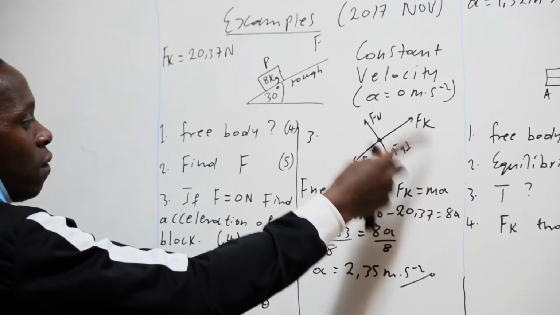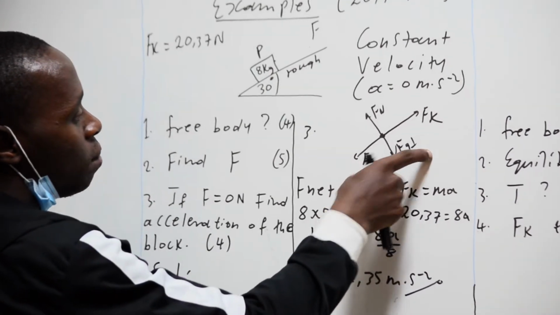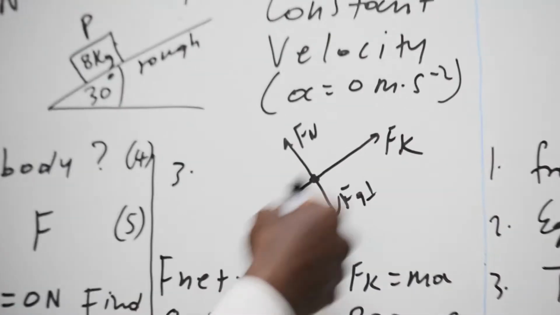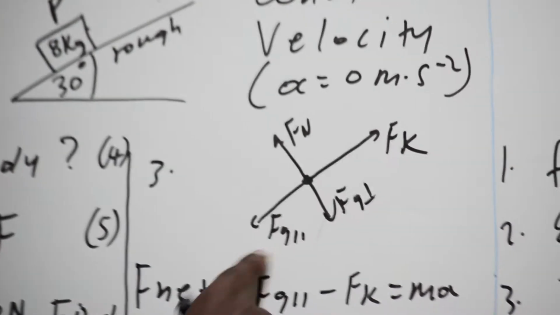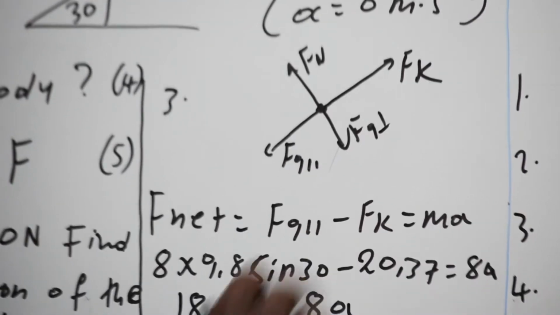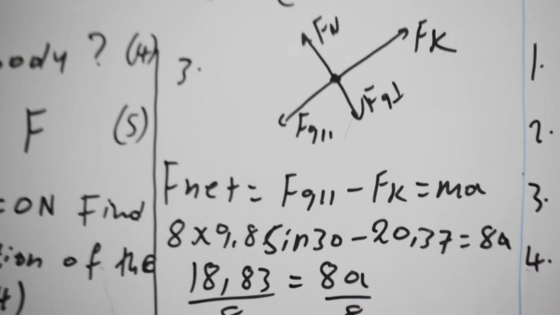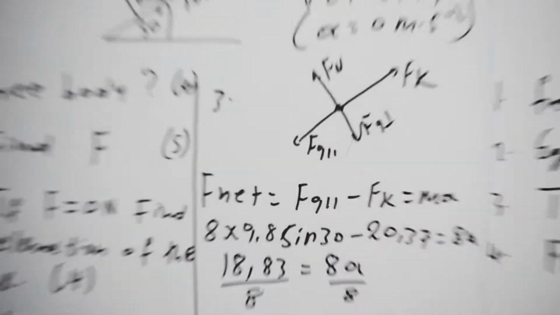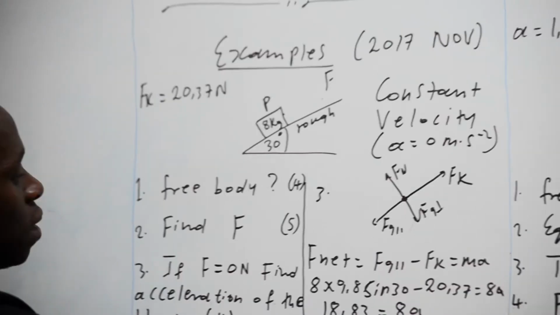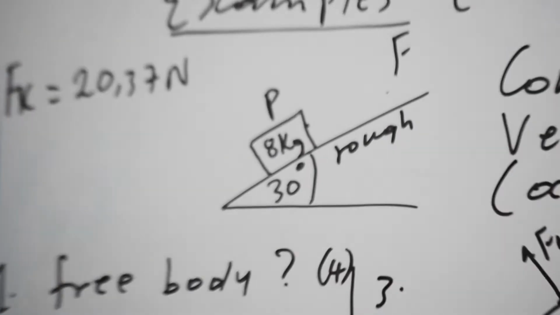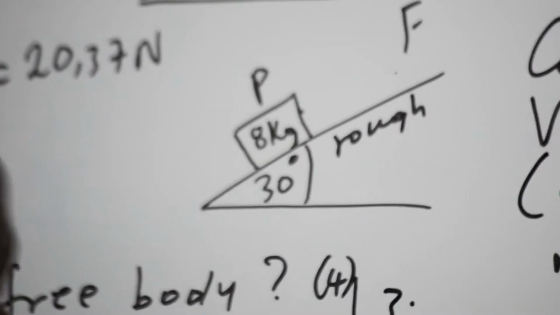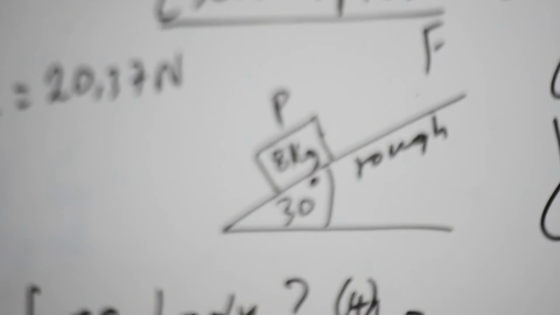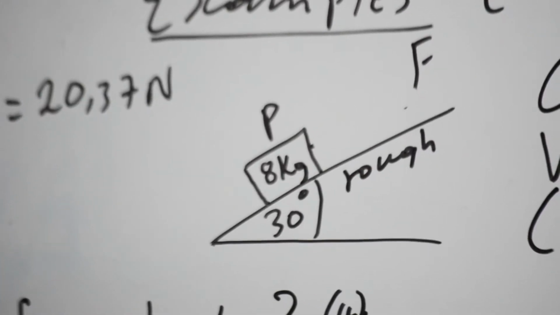Let's emphasize the free body diagram. Here in the free body diagram, the block is going down. So FG parallel is positive. Hence I said FG parallel minus FK. So this is the acceleration in the positive direction. That simply means this object is accelerating downwards. So that's it for 2017. This was given in that way.